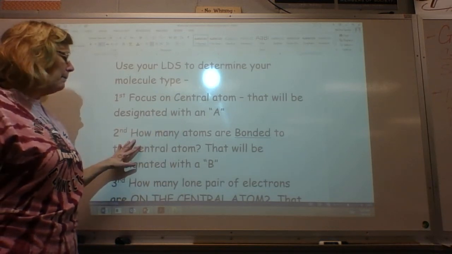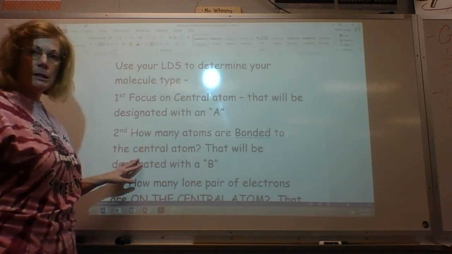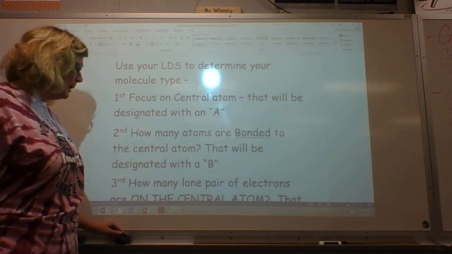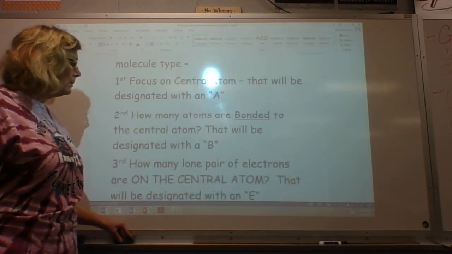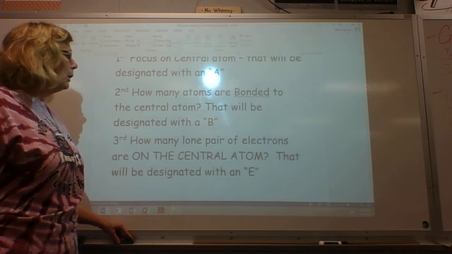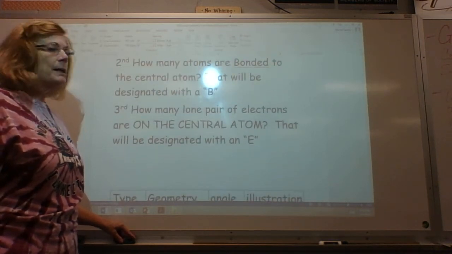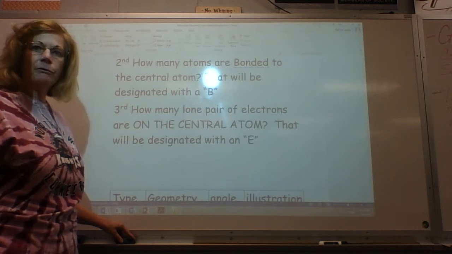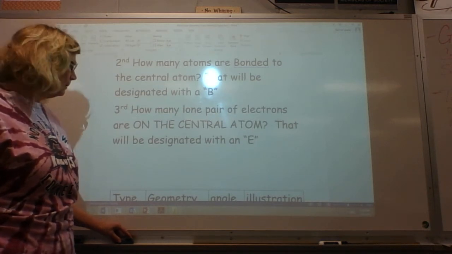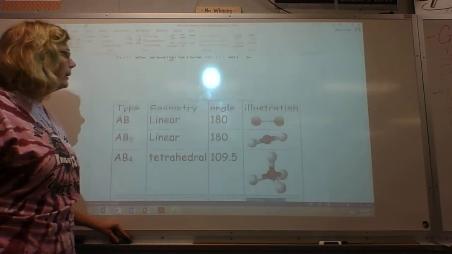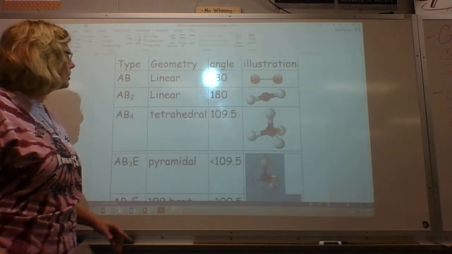And then I want to know how many atoms are actually bonded to the central atom. That will be designated with a B. And then the third thing I want to know is how many lone pairs of electrons are on the central atom. That will be designated with the letter E for electron pair. So let's take a look at some of our types and illustrations.